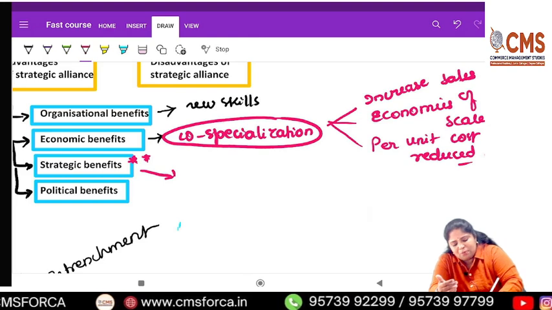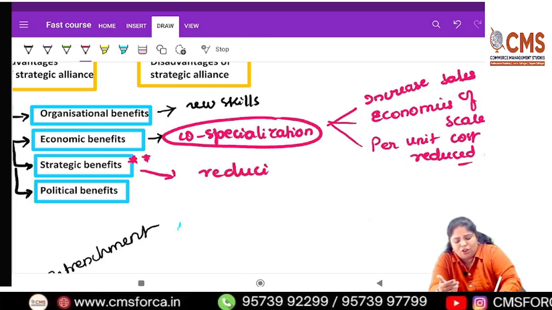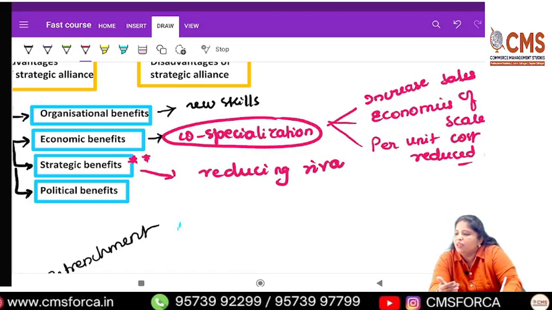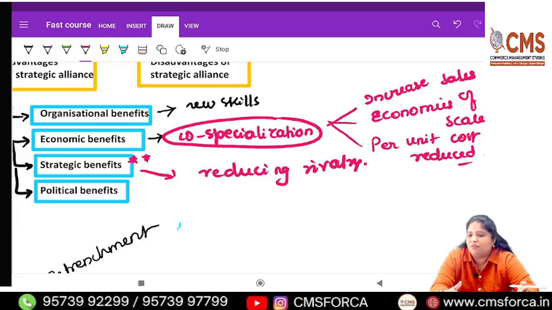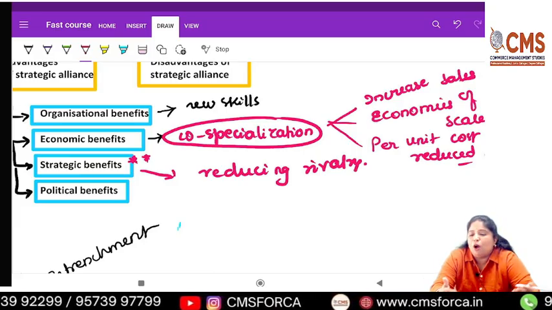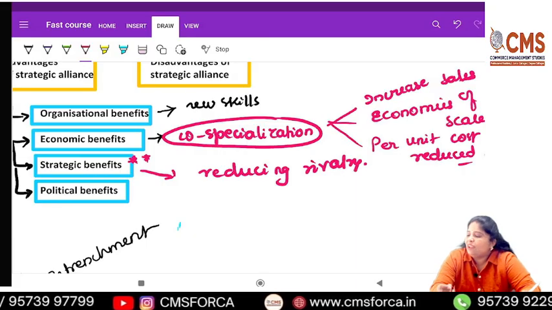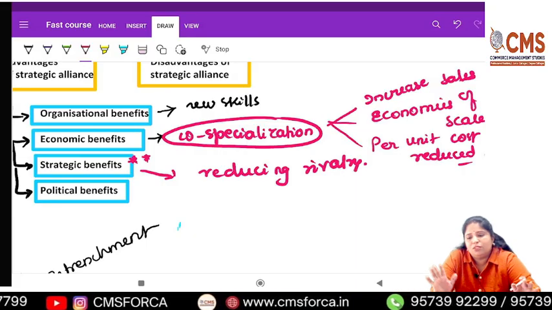So strategic benefits is, first of all, you are reducing rivalry. Who is supposed to be your rival? You are working along with them, forming a friendly partnership. So rivalry has been greatly reduced.